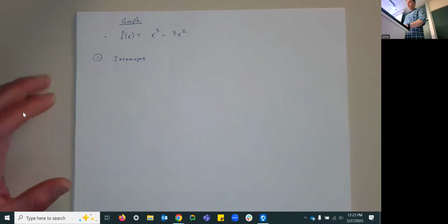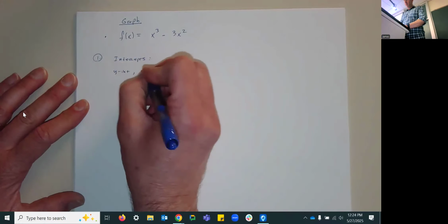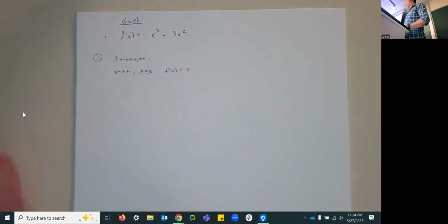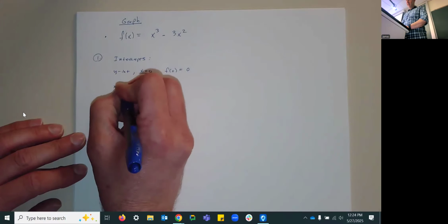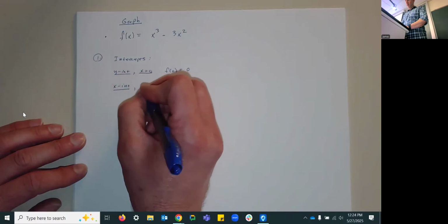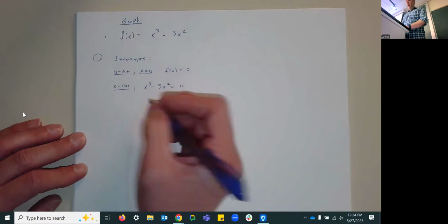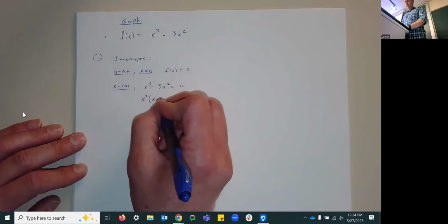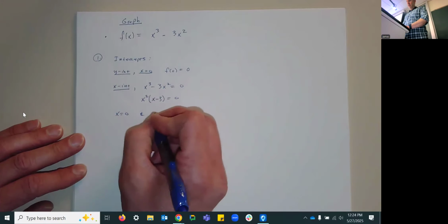Not too terrible. To find the y-intercept, we're going to set x equal to 0. So we're going to get f of 0 equal to 0 minus 0, which is 0. Usually the y-intercept is pretty not terrible. For the x-intercept, it requires a little bit more work. We have to set the function equal to 0. So x cubed minus 3x squared equal to 0, and it's almost always in our interest to factor as much as possible. We factor out an x squared, we're left with an x minus 3. So our x-intercepts are both x equal to 0 and x equal to 3.